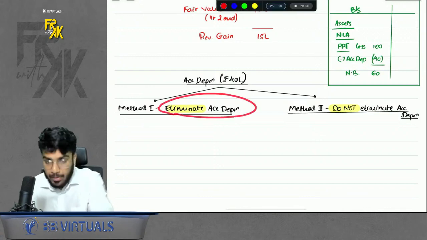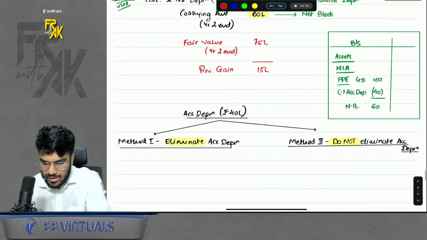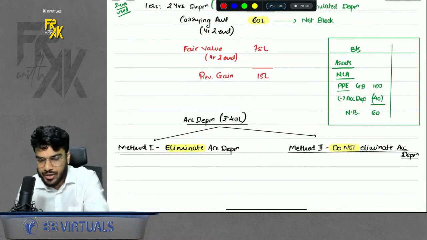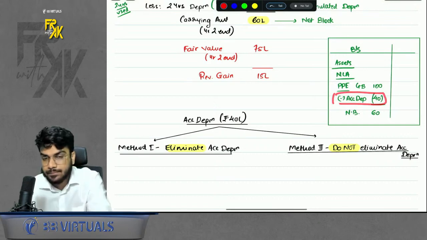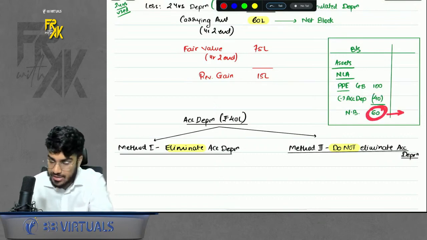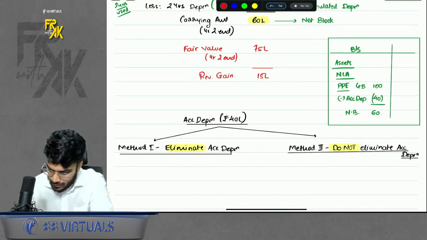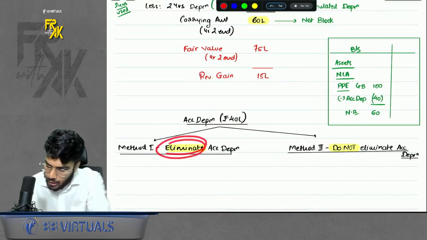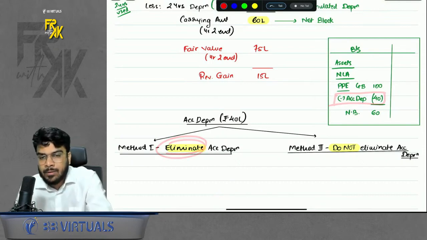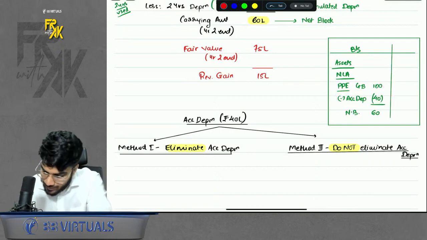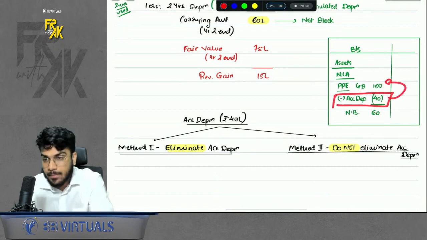Now under method number 1, what do we do? The standard says whatever depreciation is being shown in the balance sheet, you will eliminate this. Why? Because your net block is changing, and the detailed discussion we can only do once both the methods have been discussed. So the first method is saying that you will have to eliminate this accumulated depreciation against the gross block.